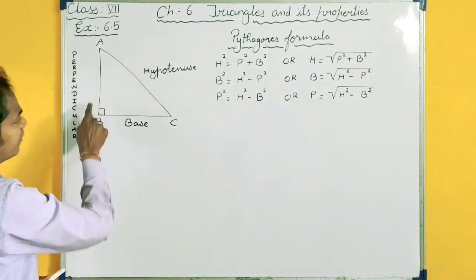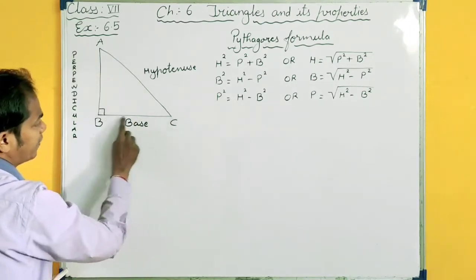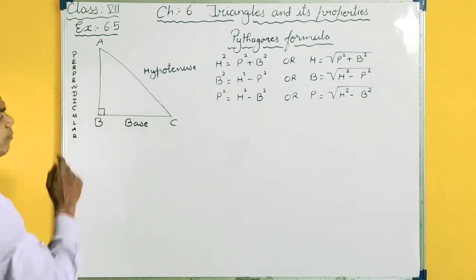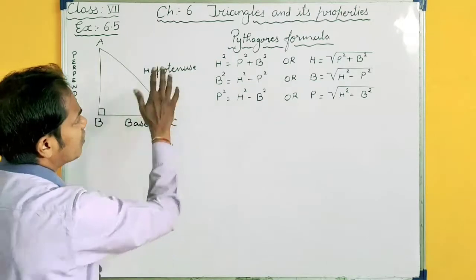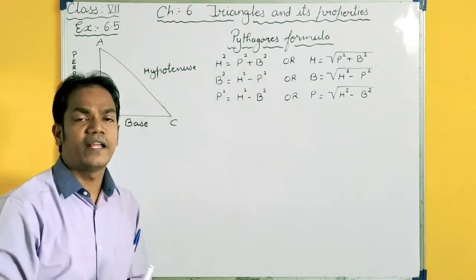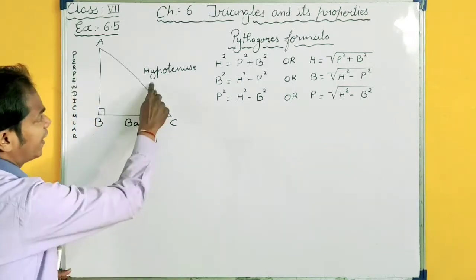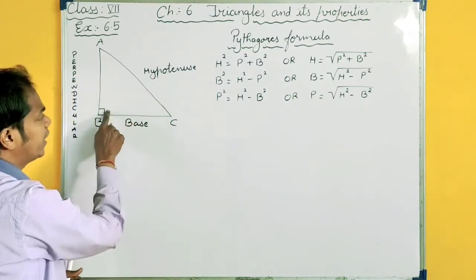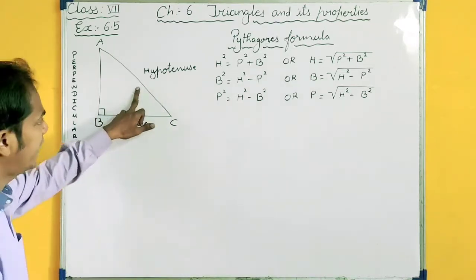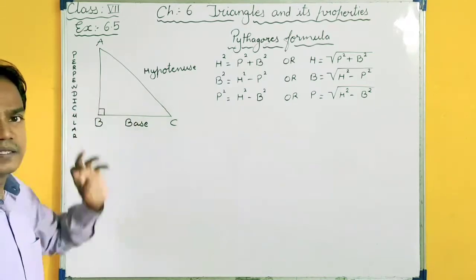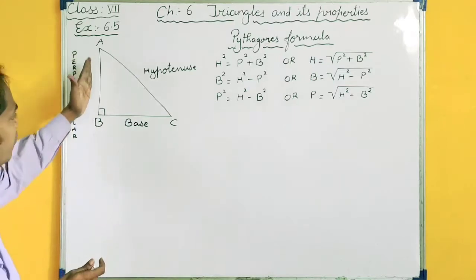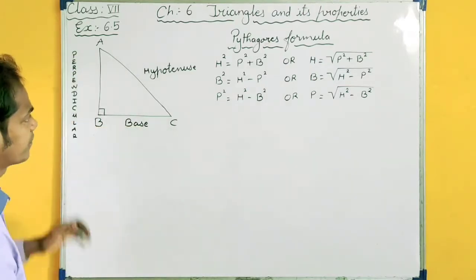Now first of all, try to understand this. This part is called base. BC is your base, AB is your perpendicular, and AC is your hypotenuse. Hypotenuse is the longest side of any right angle triangle, and it is always opposite to the 90 degree. The side opposite to the 90 degree is called hypotenuse. This standing line is called perpendicular. This is the height of a triangle, and this part is called base.